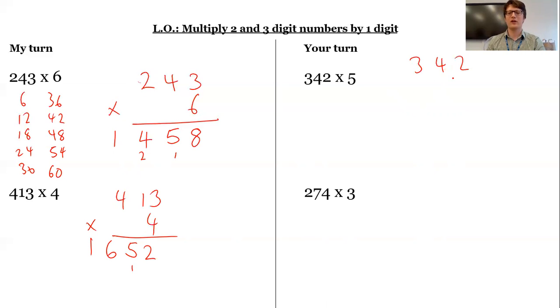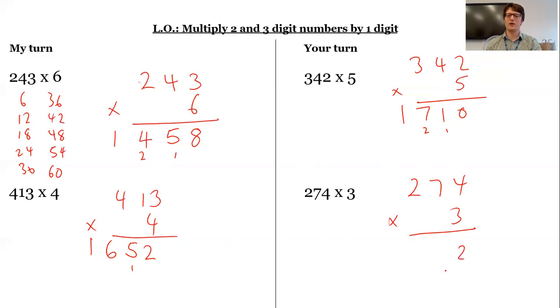And here we go. 342 times 5. 5 times 2 is 10. 5 times 4 is 20. Add the 1, 21. Again, you can see 21 like that, but I've regrouped the 2 tens, and 5 times 3 is 15. Add those 2 gives me 1,710.